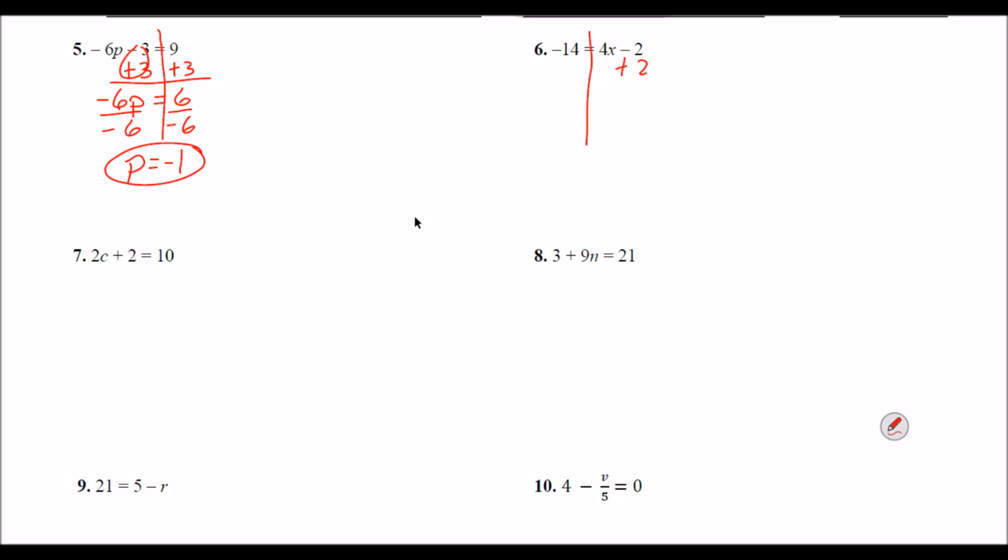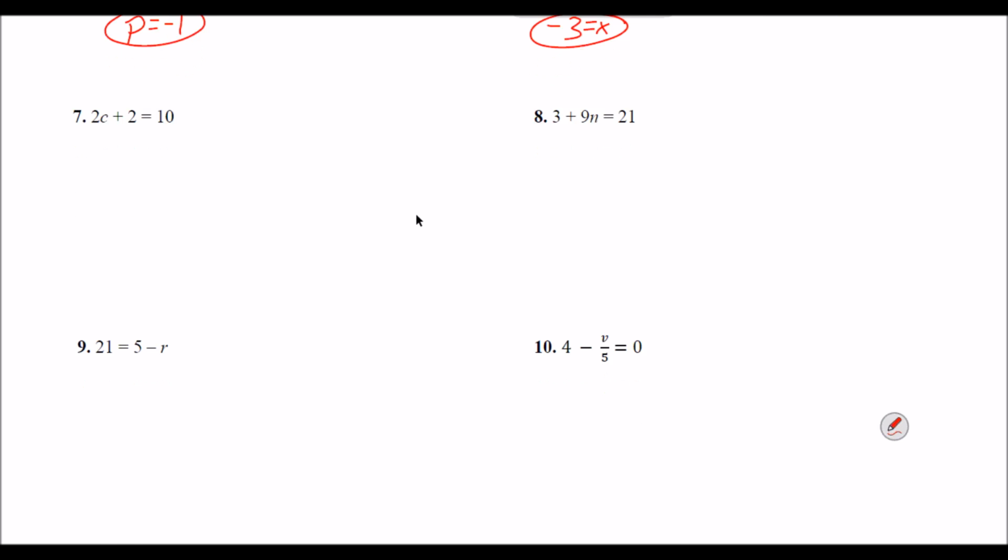So add 2, that makes negative 12, which is equal to 4x. Divide by 4, gives us negative 3, which is equal to x. Okay, like I said, I'm going to come back and check those here in just a minute.